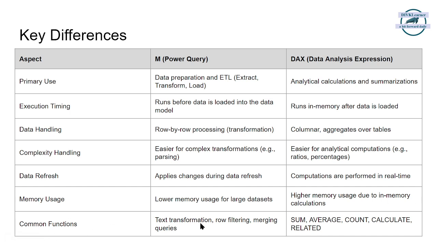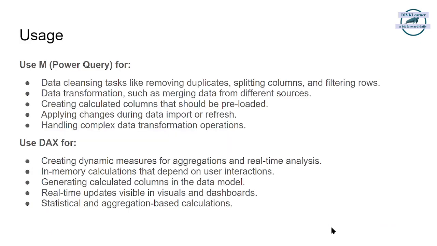In common functions, for MQuery we have text transformation, row filtering, merging queries, and appending as well. Here in DAX we have sum, average, count, calculate, and related.